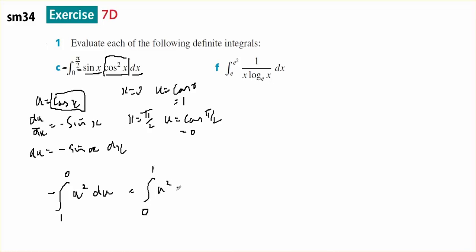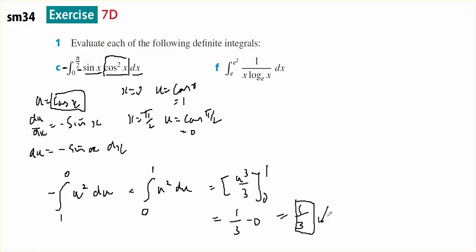U squared du, which is equal to u cubed on 3 from 0 to 1, which is 1/3 minus nothing. The answer is 1/3. Okay, so that's question 1C.